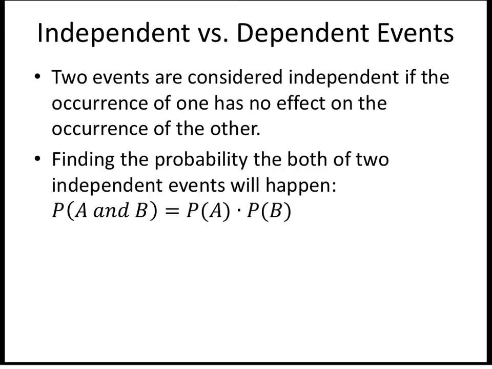Now let's talk about independent versus dependent events. Two events are considered independent if the occurrence of one has no effect on the occurrence of the other. So if you have two dependent events, that means if one happens, that could cause the other to happen, okay?